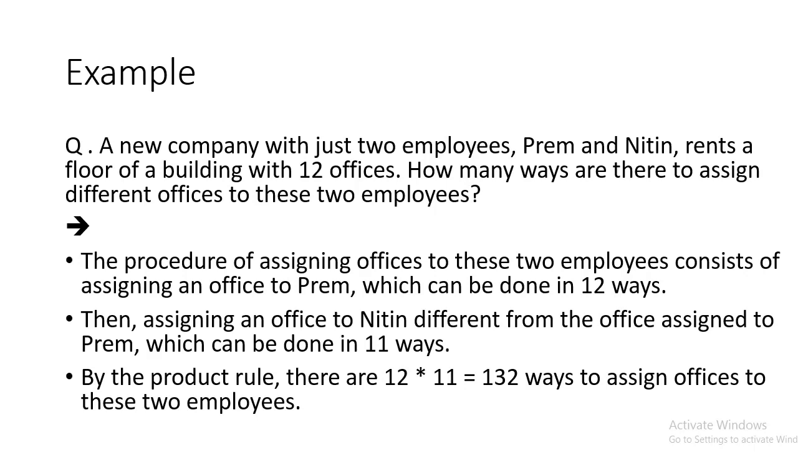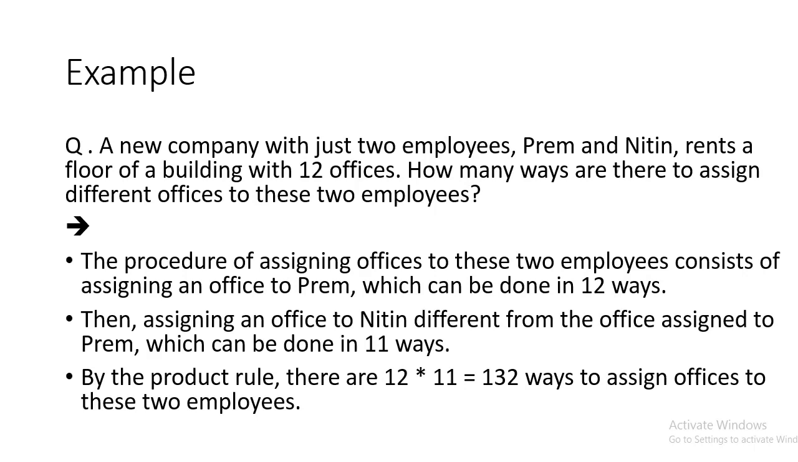So by the product rule, there are 12 into 11. 12 ways are used for assigning the offices to Prem, and 11 different ways are used for assigning an office to the second employee, Nitin. So 12 into 11 is equal to 132 ways to assign the offices to these two employees. Understood?